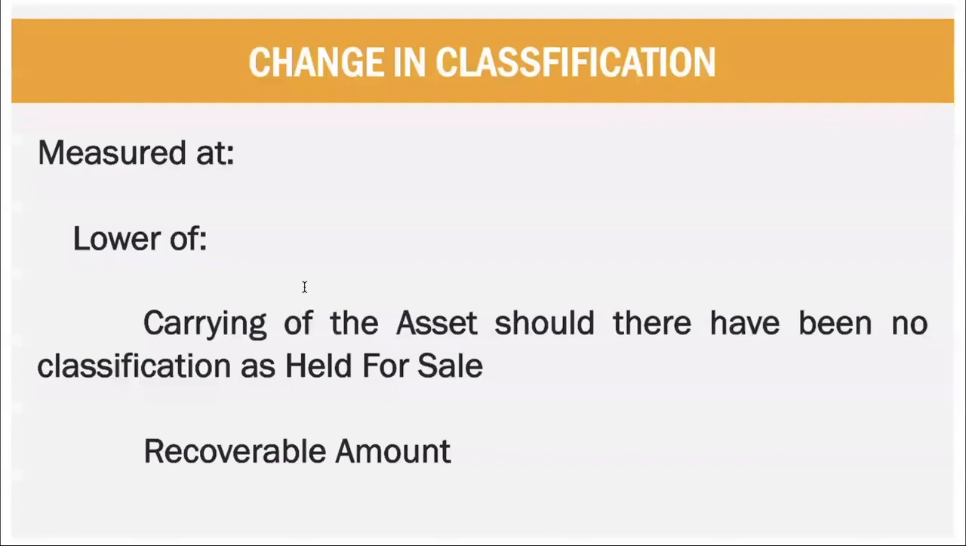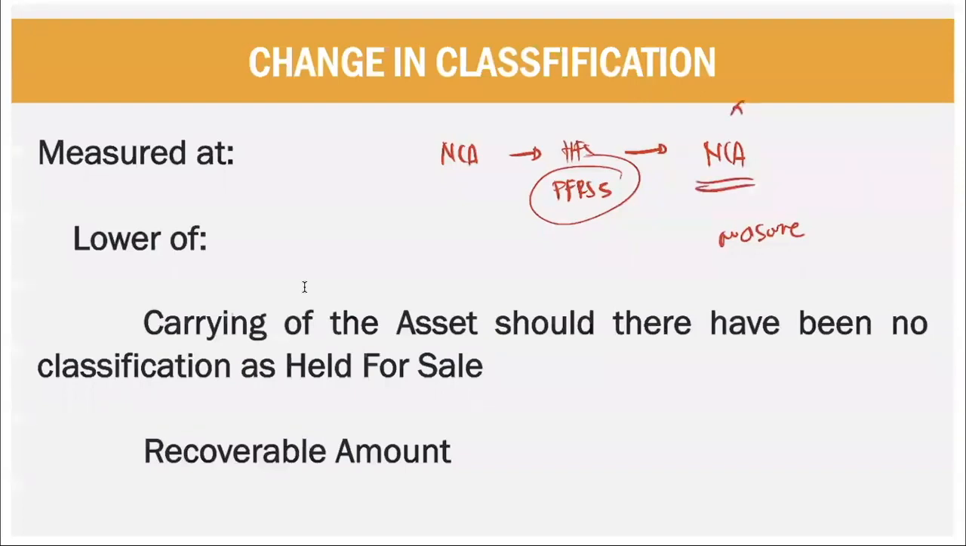Now, what if there is a change in classification? So we have here a non-current asset. You measure it as held for sale under PFRS 5, and then suddenly you go back to non-current asset. Question is, how do you measure it? Okay, what happened, right? It was a non-current asset, you satisfied the held for sale requirement, so you applied PFRS 5. Now, you changed your plan and returned it to non-current asset. The question now is, how do you measure that change in classification?